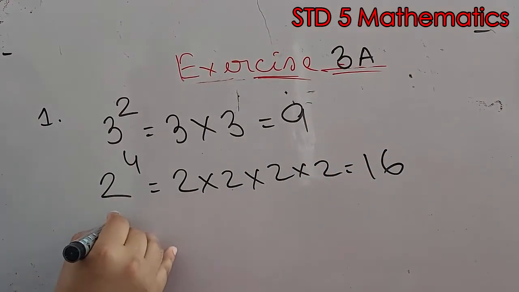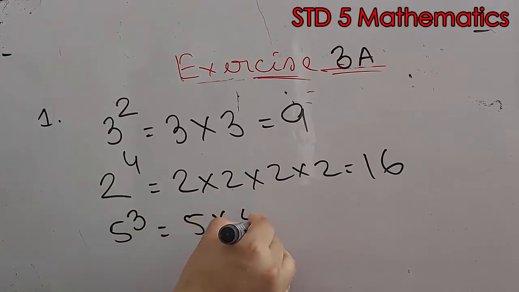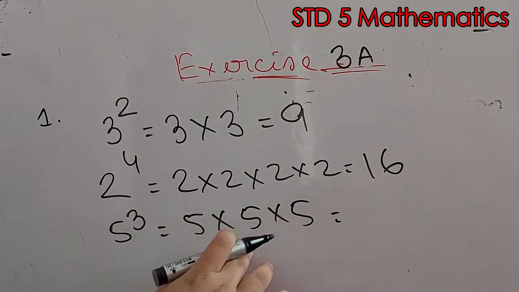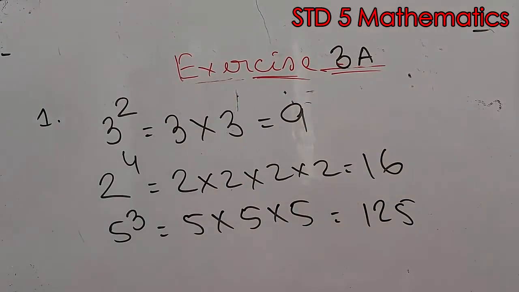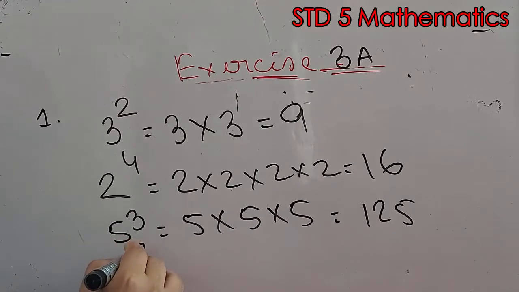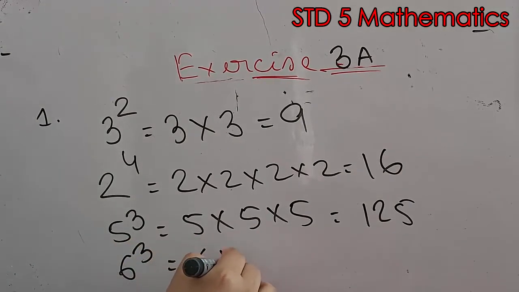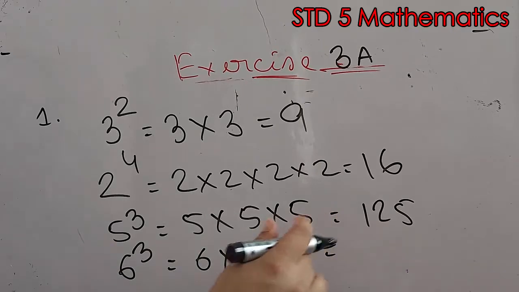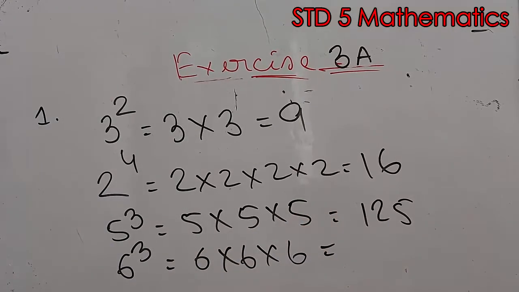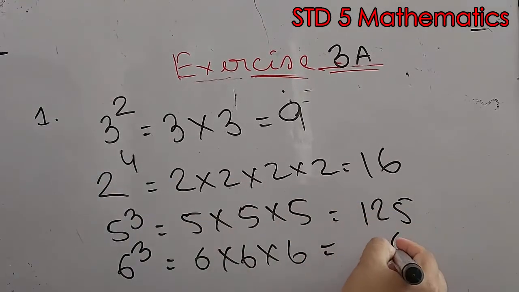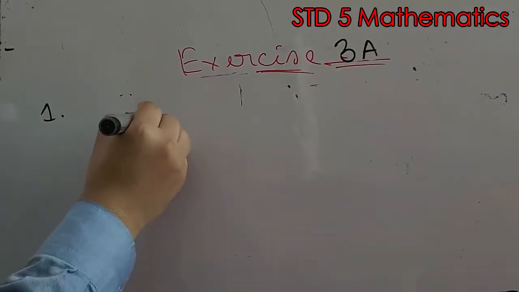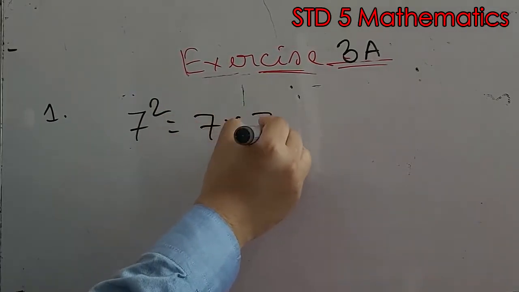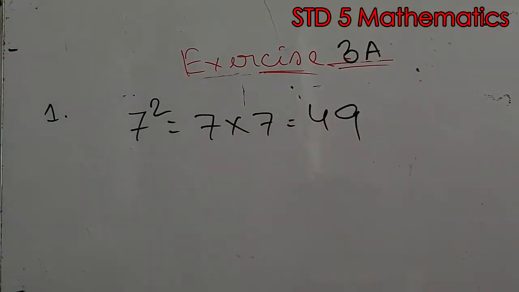Now, 5 cube. 5 cube means 5 into 5 into 5. That means 5, 5 is 25. 25 times 5, that is 125. 6 cube. 6 cube means 6 into 6 into 6. 6, 6 is 36. 36 into 6. 6, 6 is 36, 6, 3 on your hand, 6, 3 is 18, 18 plus 3, 21, 216. Now, 7 square. 7 square means 7 into 7, that is 49.